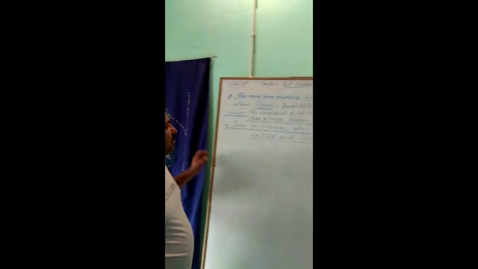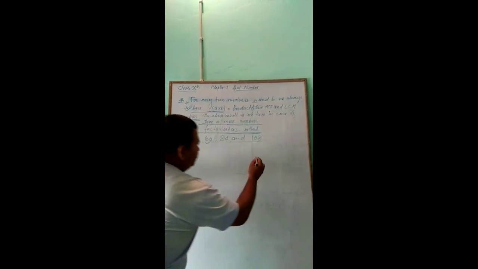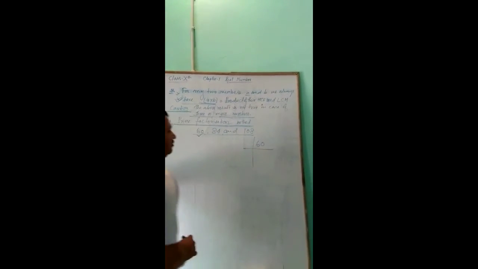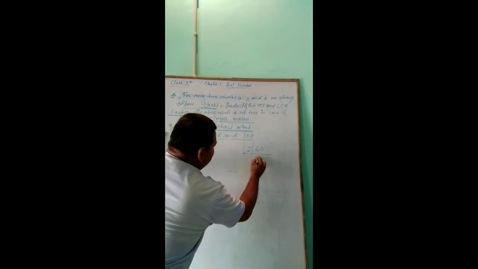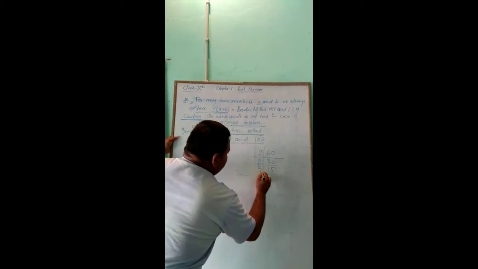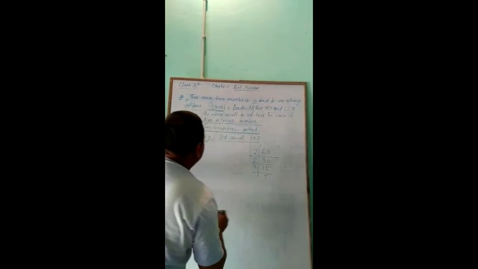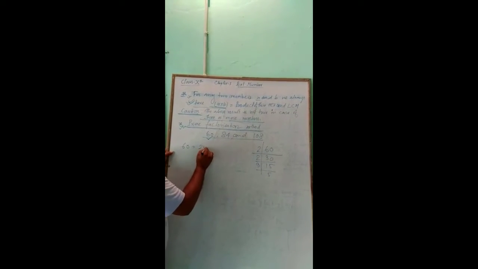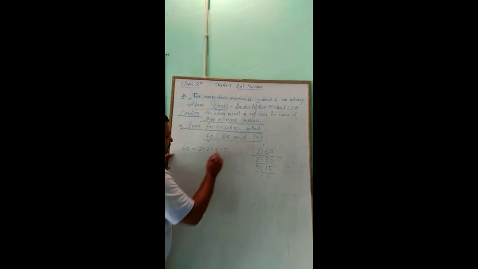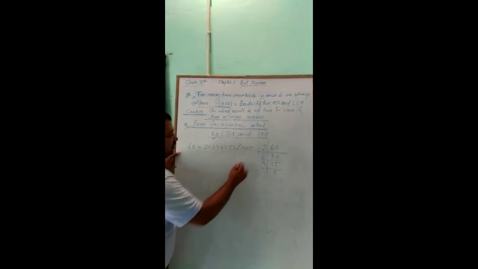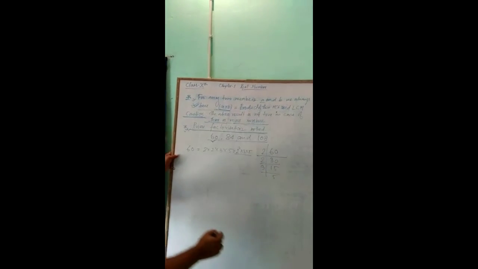Now find out the factors of each one by one, using the division method. Very simple. Dividing by 2, we get 30, then 2, 15, then 3, 5. Now we can write the factors of 60 as 2 into 2 into 3 into 5, or 2 square into 3 into 5. Similarly, 84.